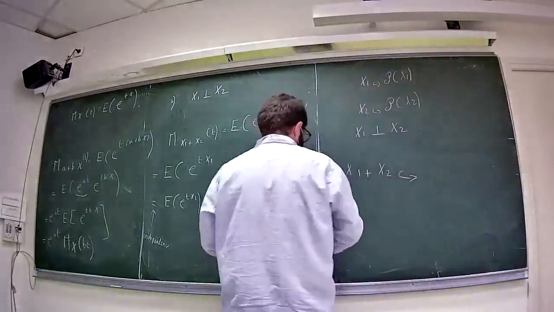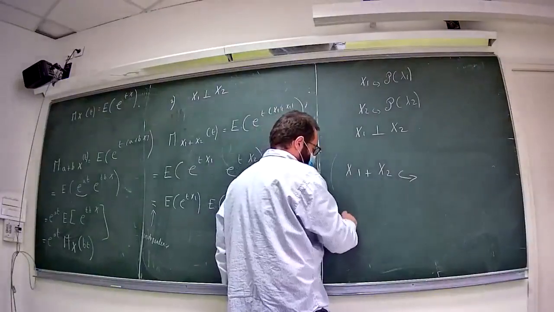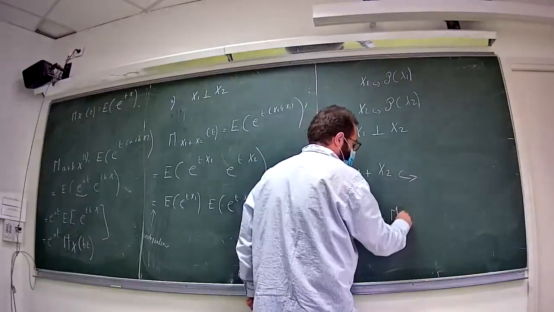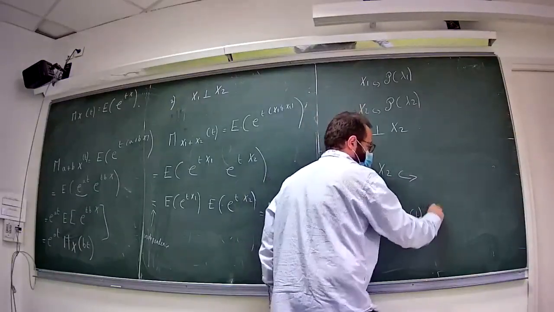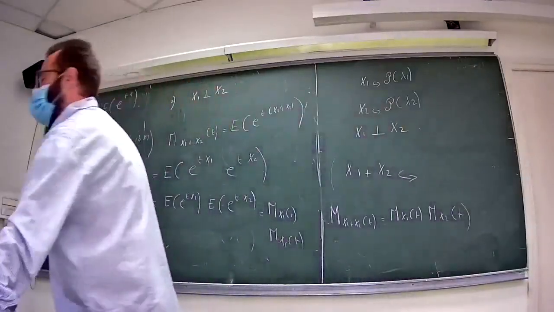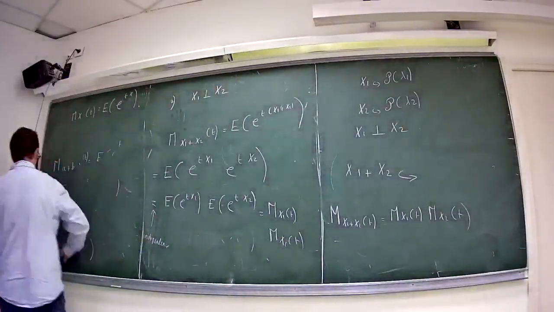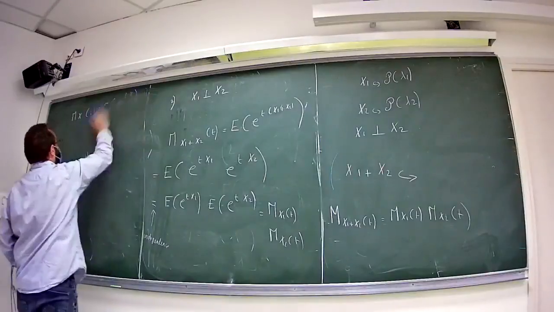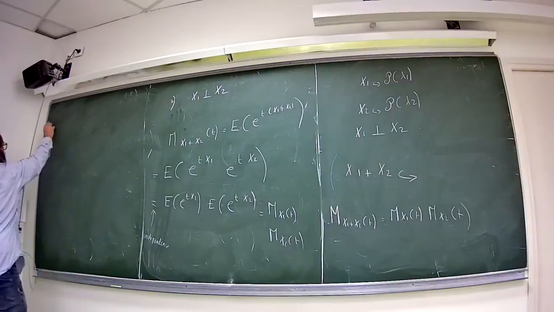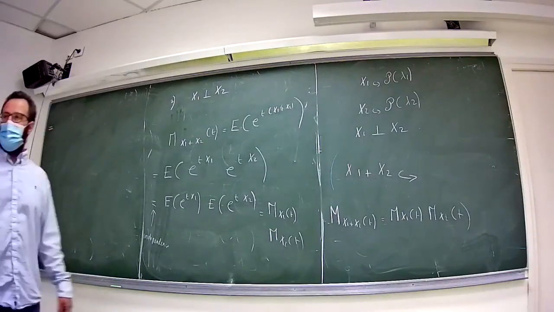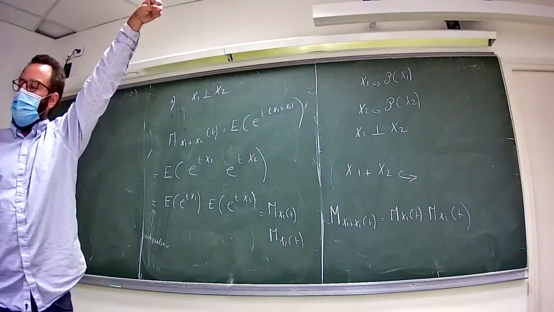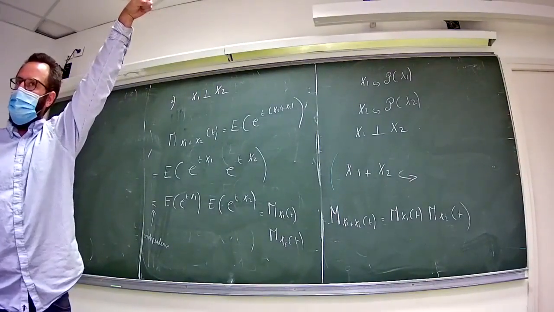From the previous proposition, I know that the moment generating function of the sum is just the product of the moment generating functions. If I know the moment generating function of a Poisson, which I computed just after the break, what is the formula I obtained? It is exp(lambda (e^t minus 1)).